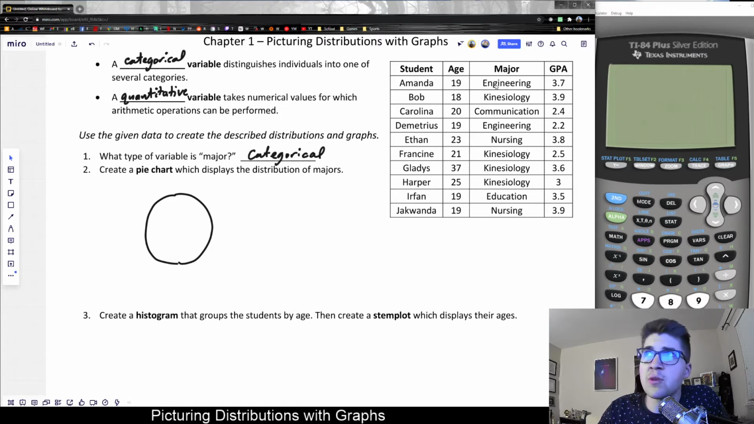how many engineers do we have? How many kinesiology majors do we have? And so on. So for the engineering major, basically we have 2 of those. And you could also do, well, how many do you have out of the total? 2 out of 10 to come up with a percentage basis.